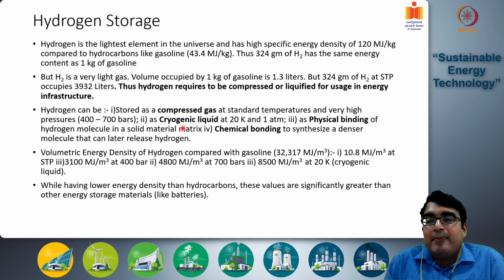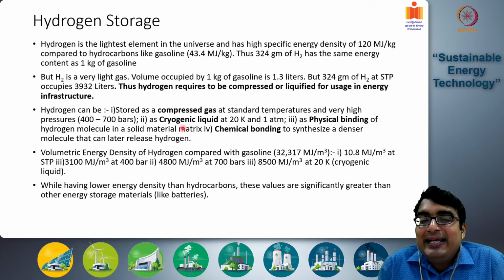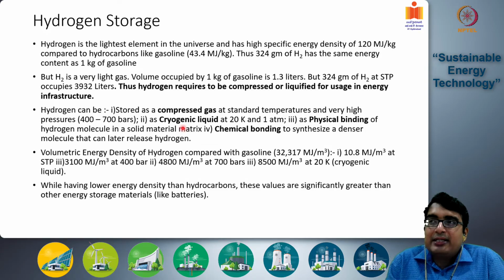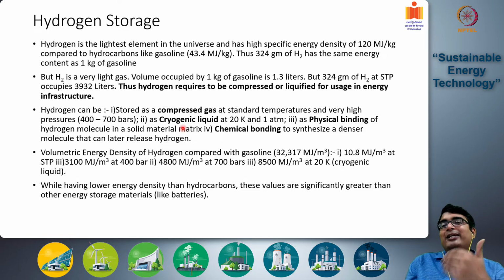Another option is chemical bonding, to synthesize a denser molecule that can later release hydrogen. So for example, you can create ammonia out of hydrogen, NH3, and ammonia is a far denser molecule and far easier to store, and when you need to extract hydrogen, you heat up ammonia and it will break down back into nitrogen and hydrogen. Okay. So that is another way of storing hydrogen in terms of chemical bonds.